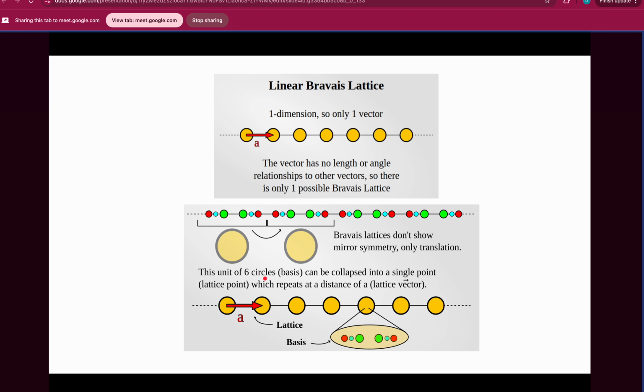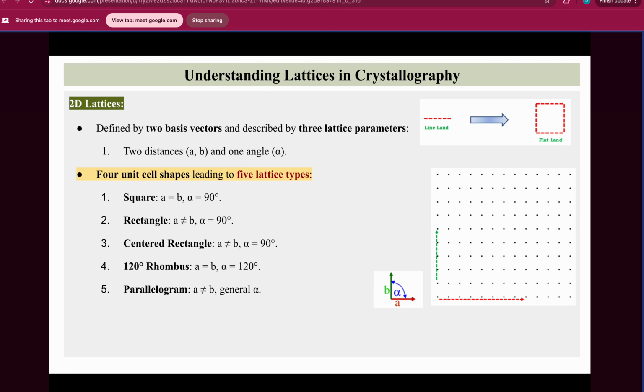And this unit of six circles, which are known as the bases, can be collapsed into a single point, which is known as a lattice point, which repeats at a distance of a lattice vector. In this case, it was A. So each lattice point can be composed of bases. Bases can also be called an asymmetric unit in other terms. So this is about the 1D lattice, which is not of much importance in our case. Our important case is the 3D lattices, which are the three-dimensional structures.